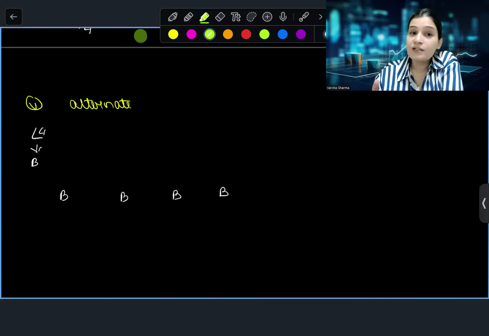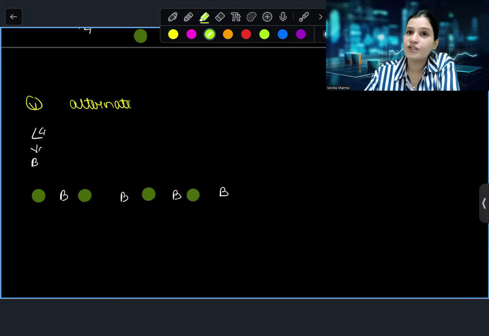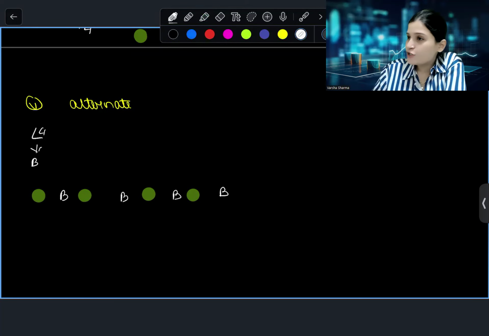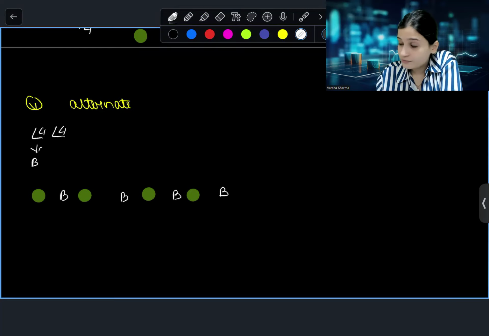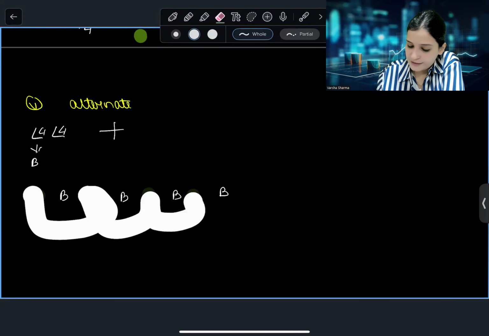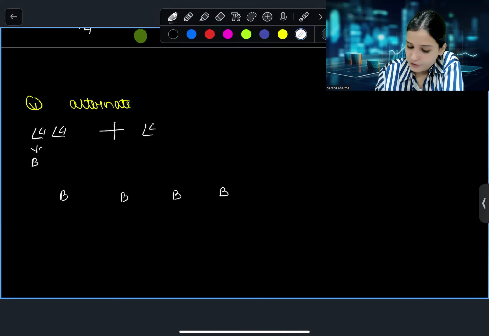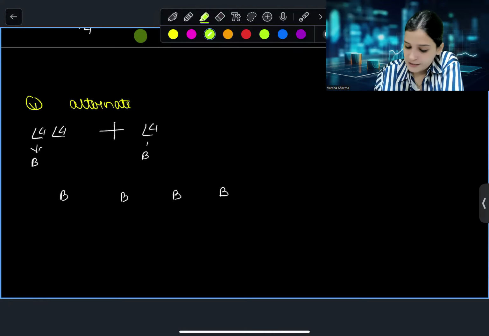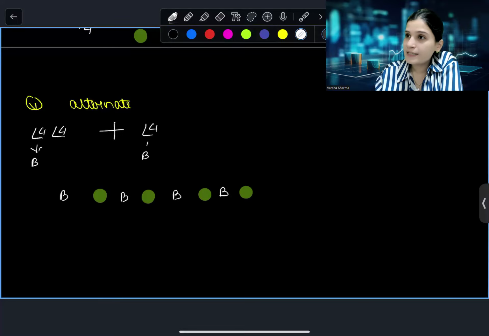Now, for boys and girls both to be away from each other, the girls can sit in these 4 positions. 4 positions, 4 girls, only arrangement, 4 factorial. Or means plus. Let the boys sit together, 4 factorial. The girls can also sit in these 4 places. 4 places, 4 girls, 4 factorial ways.